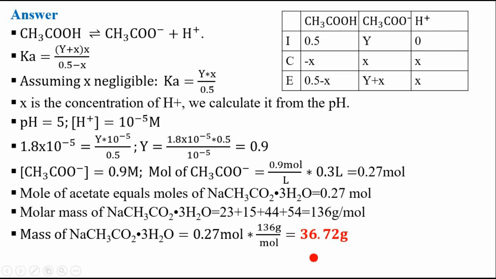What we have done is that we have determined this y in molarity, so we get 0.9 molar. After getting the molarity, we determine the moles, because we have the volume which is 0.3 liter. Then after getting the moles, we multiply with the molar mass to get the mass of this salt, which is required to form a buffer with this pH.